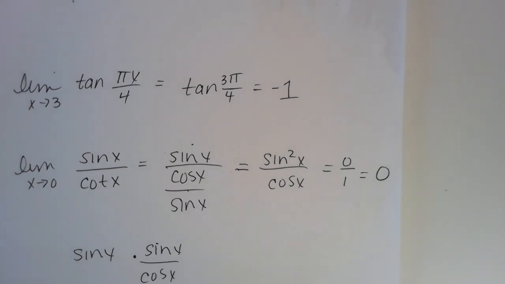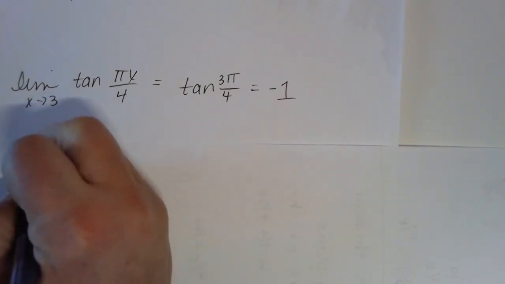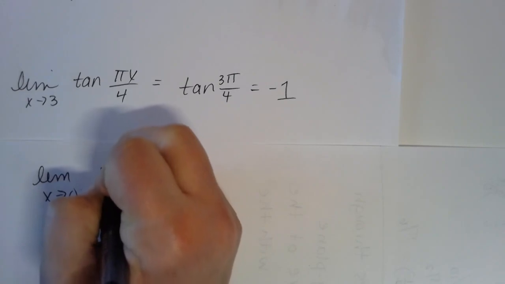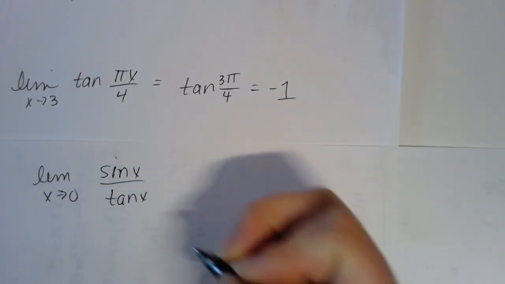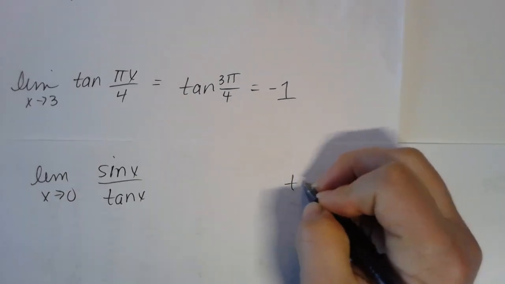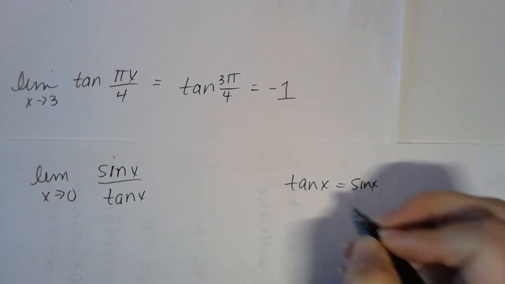What, instead of cotangent, what if I had instead the limit as x approaches 0 of sine of x, I'll leave sine in the top, over tangent of x this time. Okay, so tangent of x is really sine of x over cosine of x, right?